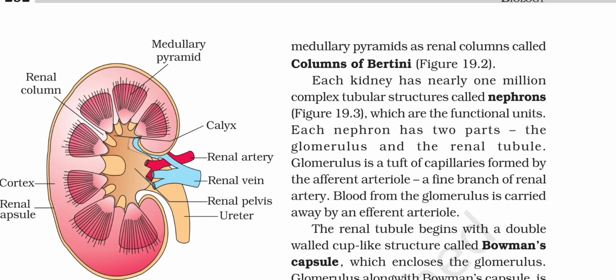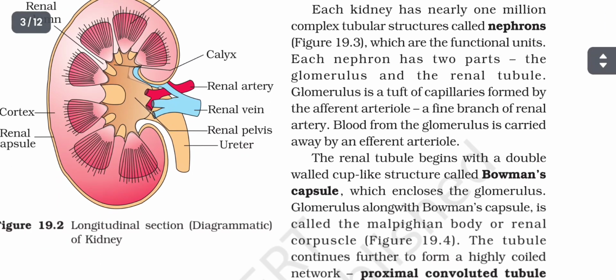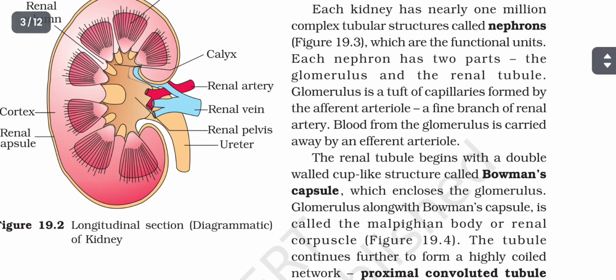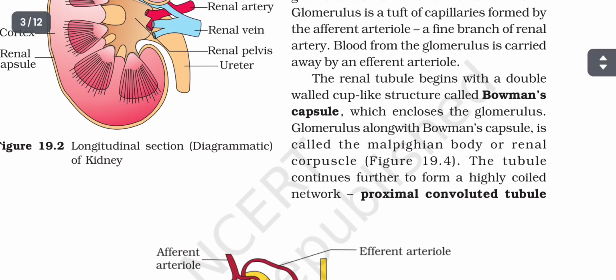Each nephron has two parts, the glomerulus and the renal tubule. Glomerulus is a tuft of capillaries formed by the afferent arteriole, a fine branch of renal artery. Blood from the glomerulus is carried away by an efferent arteriole. The renal tubule begins with a double-walled cup-like structure called Bowman's capsule, which encloses the glomerulus. Glomerulus along with Bowman's capsule is called the Malpighian body or renal corpuscle.